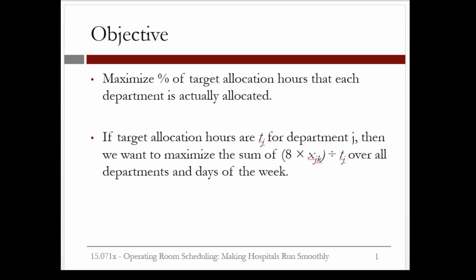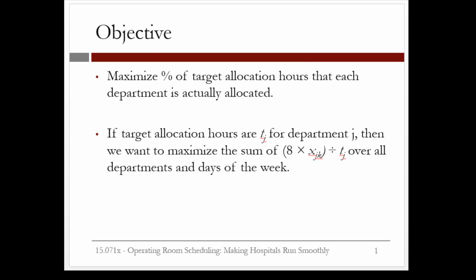The objective of this problem will be to maximize the percent of target allocation hours that each department is actually allocated. So, if target allocation hours are Tj for Department J, then we want to maximize the sum of 8 times xjk divided by Tj over all departments and days of the week.